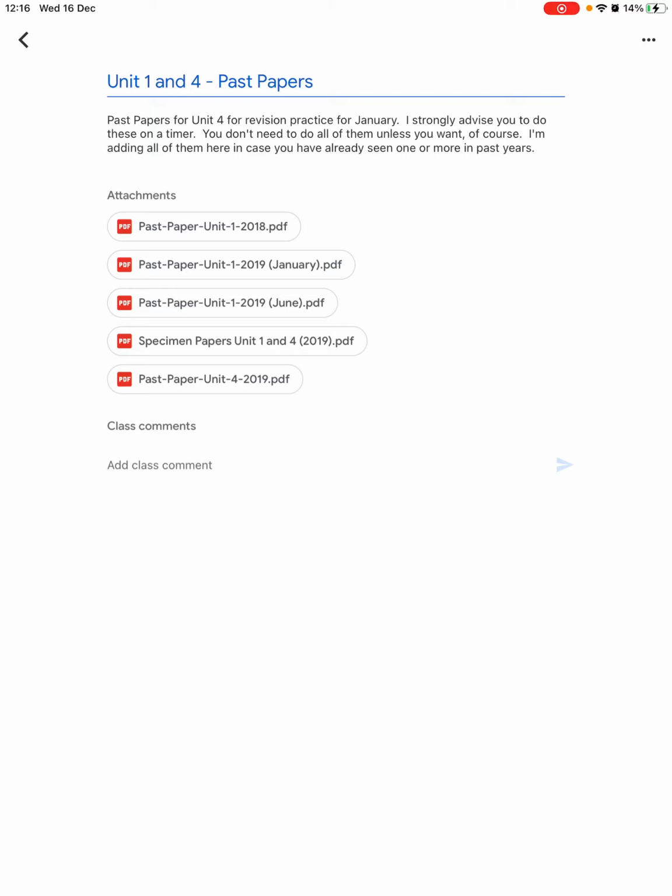In that specimen papers document, you also have a Unit 4 example. And at the bottom, there's another Unit 4 example. So you should have plenty of options for papers to use to practice for January. In terms of revision, the best thing you can do is put yourself on a timer and practice writing these out, and then get some feedback from somebody who can tell you whether your writing is clear.